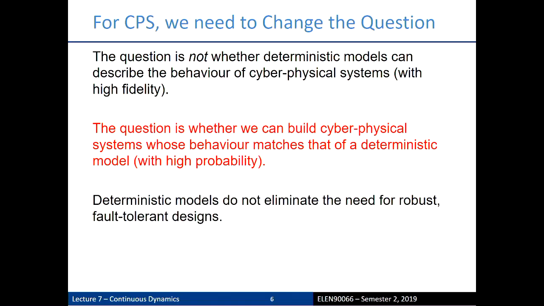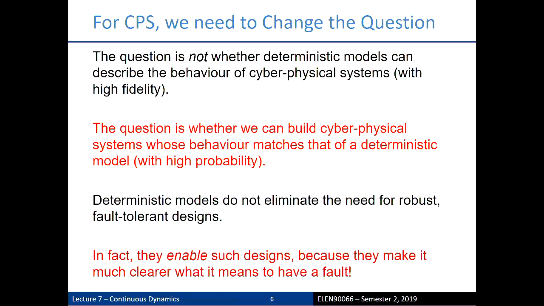Okay, but deterministic models, right? If you think, oh, it's deterministic, that's easy, I know exactly what's going to happen and all that sort of stuff, it still means you don't need to make it robust or fault tolerant, vulnerable to faults. It's actually the converse. Deterministic models enable designs because they make it much clearer what it means to have a fault. Because it's deterministic, it's not some random stuff that happens and you've got no idea where it's happened or even maybe what's happened.